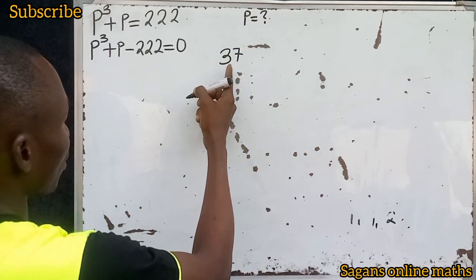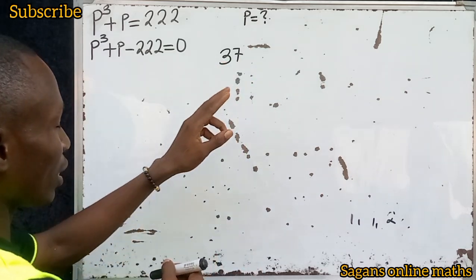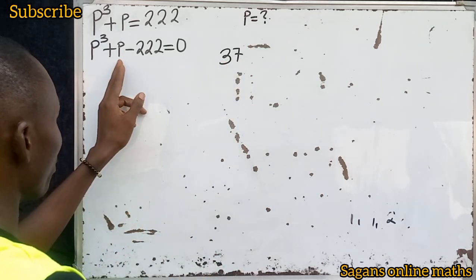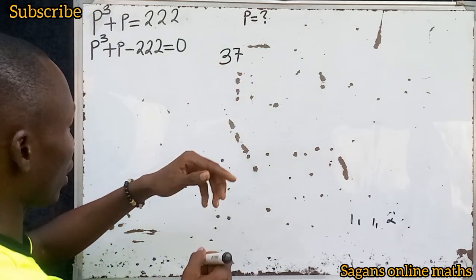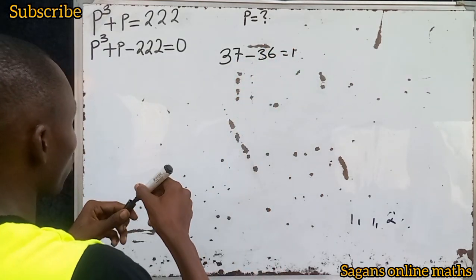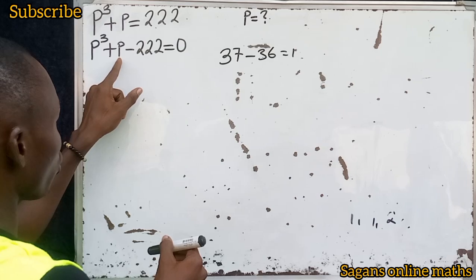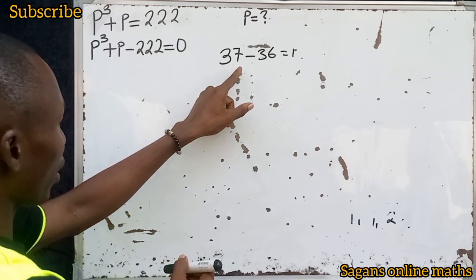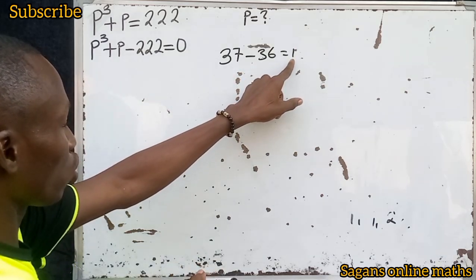Now, since the coefficient of p here is 1, 37 minus 36 will give us 1. So do you know that we are not wrong?